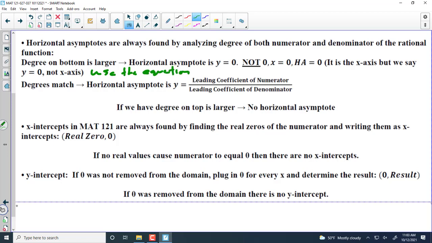If the degrees match, the horizontal asymptote is found by dividing the leading coefficient of the numerator by the leading coefficient of the denominator. If the degree on top is larger, there's no horizontal asymptote. You do need to recognize this, but no graphs like this. In other words, we talked about these things called slant asymptotes, which you don't have to do in this class. But you do need to recognize when we don't have a horizontal asymptote. You don't need to draw that one, but make sure you can recognize when there is no horizontal asymptote because the degree on top is larger.